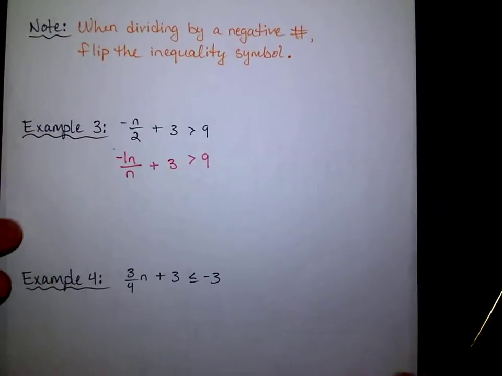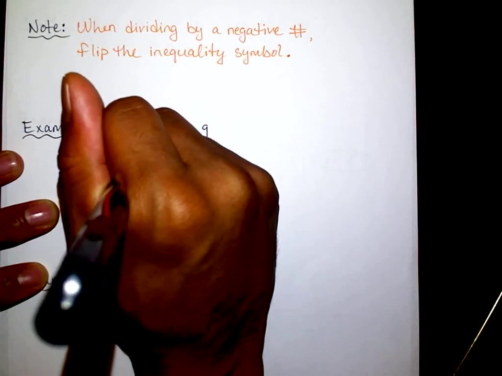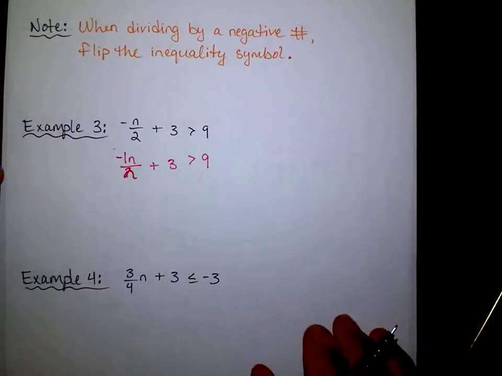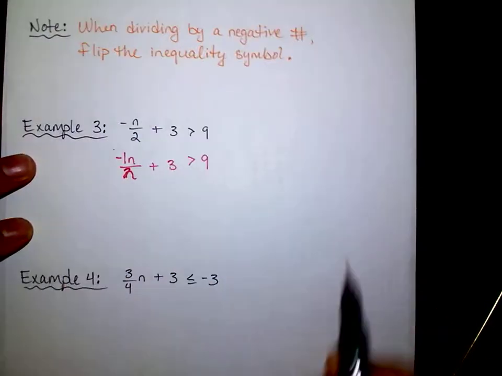Oops, I made a mistake here. I'm going to make this into a 2 the best way I can. Okay, that's a 2. I apologize about that.